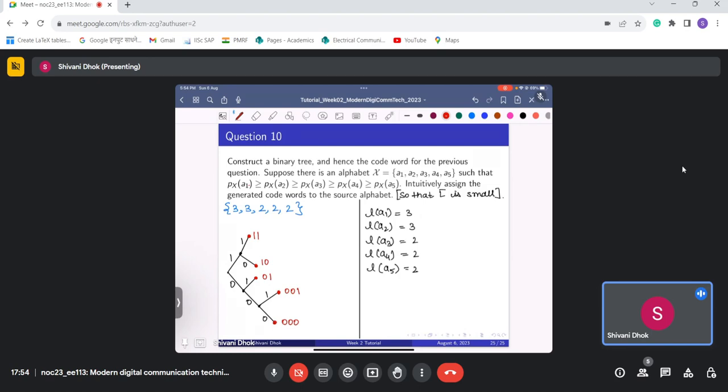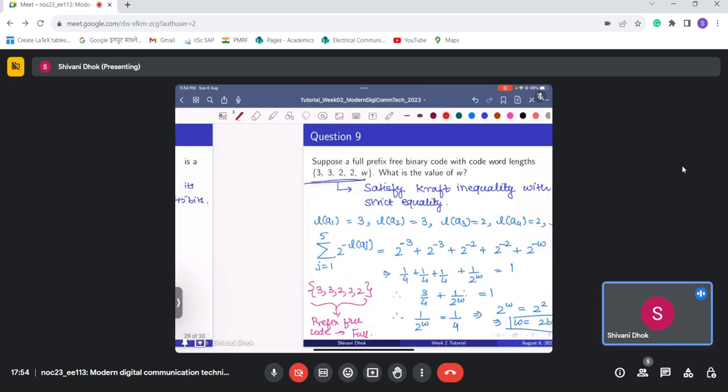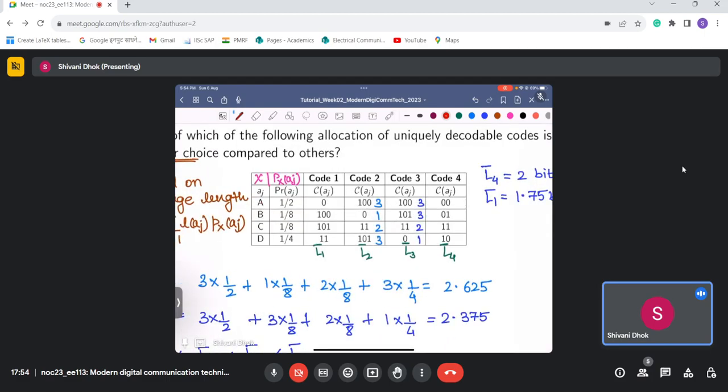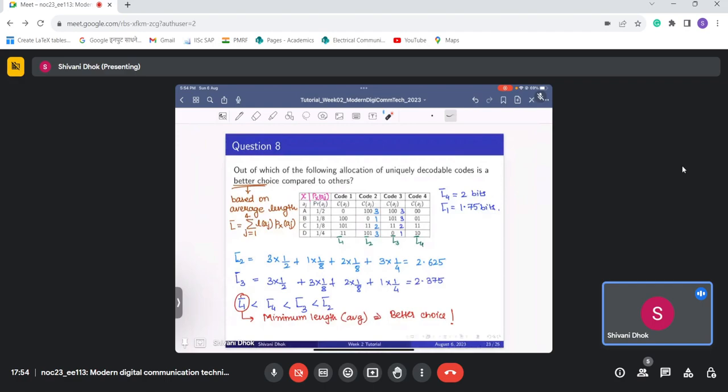Another piece of information we have here is that the probability of A1 is greater than the probability of A2, which is greater than the probability of A3, which is greater than the probability of A4, which is greater than or equal to the probability of A5. If we recall question 8 here, code 2 was the worst one because we had assigned a large length code word to the most frequently appearing symbol.